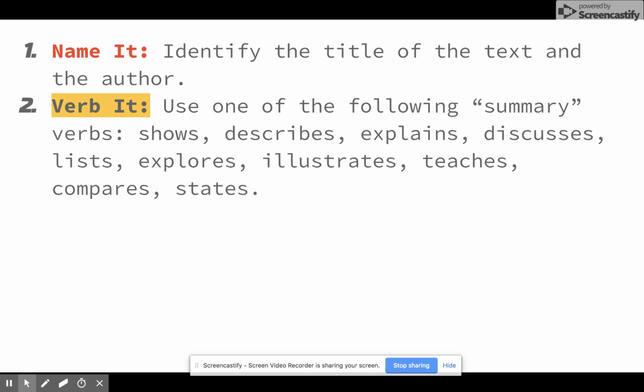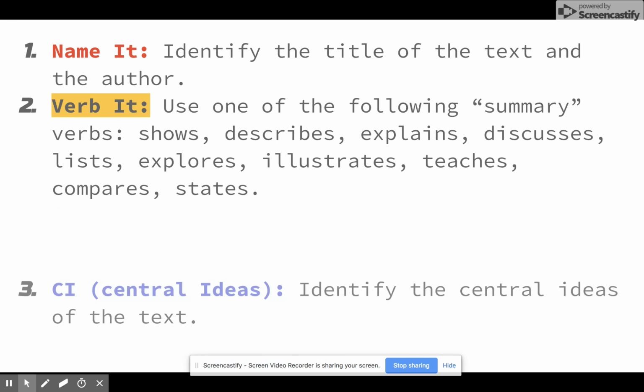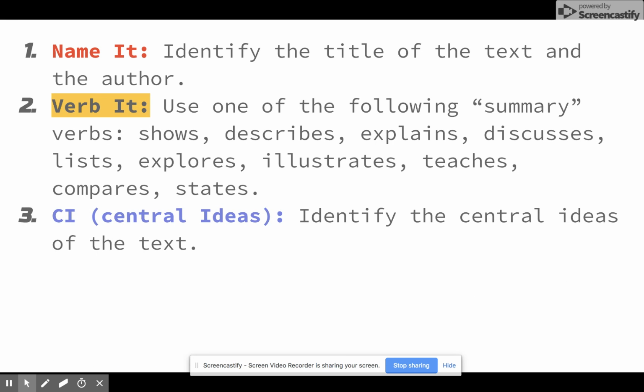This would be the why. Why did the author write this? What was their purpose? Central ideas. Identify the central ideas of the text. This is the what. What did I just read? What is the important takeaway?